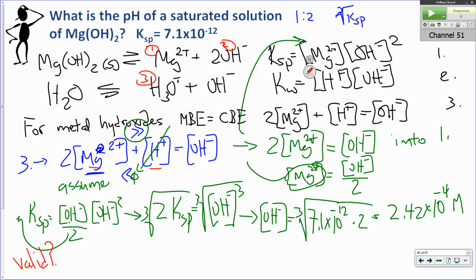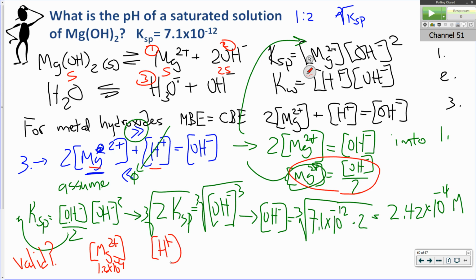Well, I know that the relationship between the magnesium and the hydroxide, if this was S, this is 2S, is that the magnesium is equal to 1/2 of the hydroxide concentration. So the magnesium concentration, which we said was 2.4 times 10 to the minus fourth, it's going to be around 1.2 times 10 to the minus fourth. And we need to compare that to the H plus.